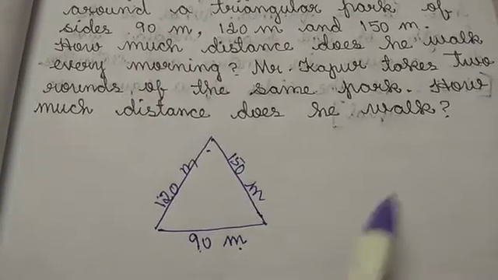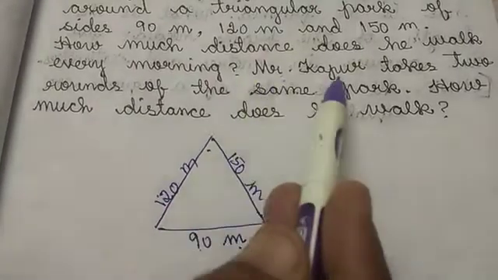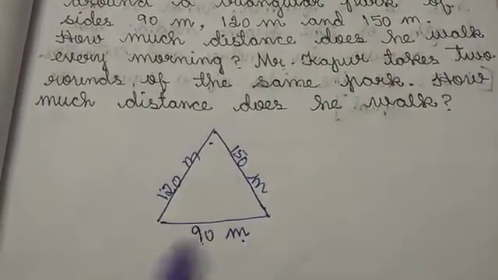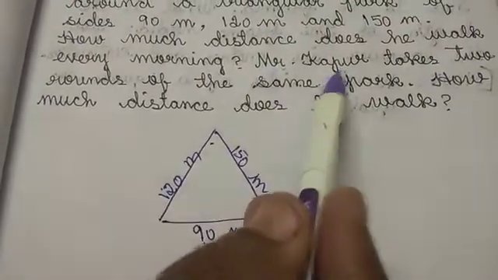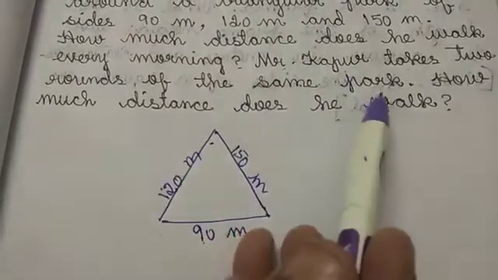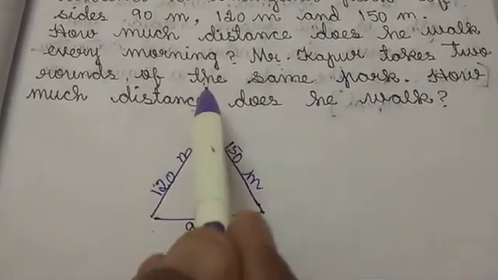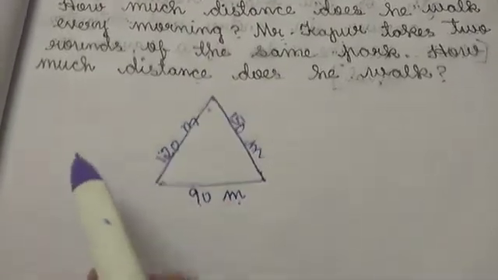You have to find. And the second question is, Mr. Kapoor takes 2 rounds. Mr. Ali takes 1 round only, but Mr. Kapoor takes 2 rounds of the same park. So how much distance does he walk? So here also 2 questions are there. First we will see the first one. Okay, children.